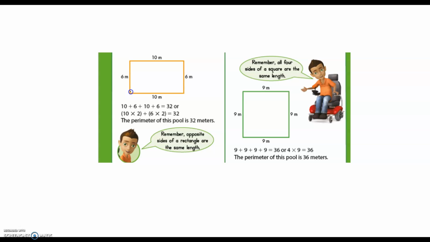That means that I don't have to do 10 plus 6 plus 10 plus 6. I can change this to 10 times 2 and 6 times 2, and then just add those two together. So can I do 10 plus 6 plus 10 plus 6? Yes, but we can also do multiplication to solve a problem like that. And then with a square, you know all the sides are the same. So if you know one side, like this one is 9 meters, 4 times 9, or 9 times 4. So there's lots of ways to use mental math, even when you're finding perimeter.